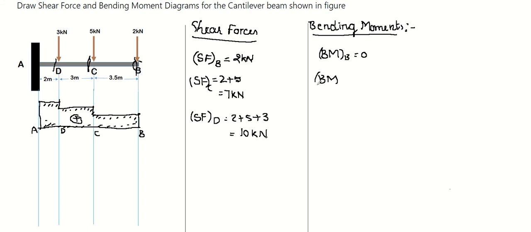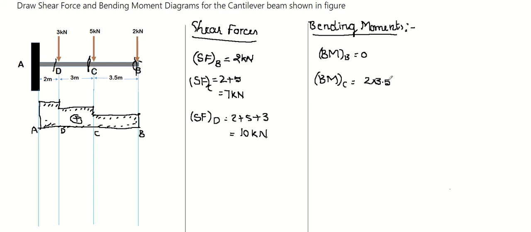Bending moment at C, 2. So we have to calculate the force multiplied by the perpendicular distance up to the point we are considering. 2 multiplied by the distance up to C. That is 2 into 3.5. That is the moment.